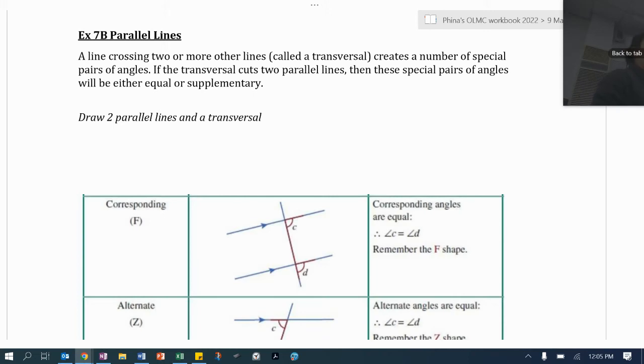Okay, right. So for this lesson today, we ordered a pen. All got a pen? Yep. Right. So we're just going to review parallel lines today.